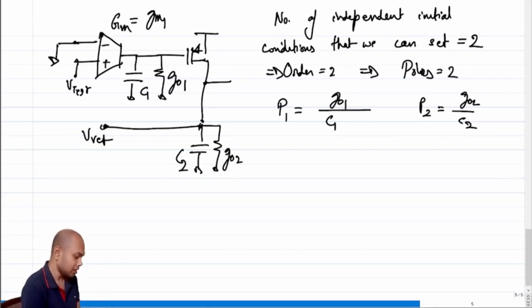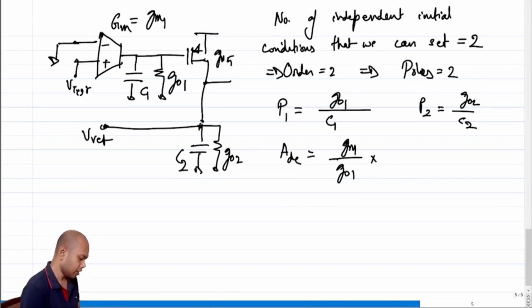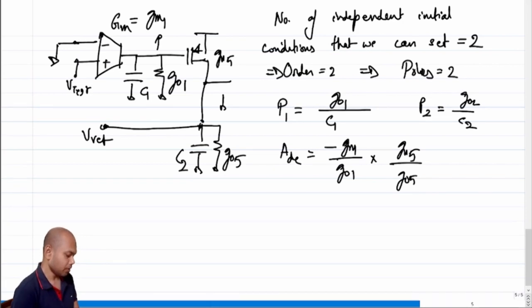What is the DC gain of the loop? The DC gain of the loop is GM1 by G01 times GM5 by G05, and negative, right? Because ultimately, when VTEST goes up, this goes up, this goes down, right? So it's negative of this.